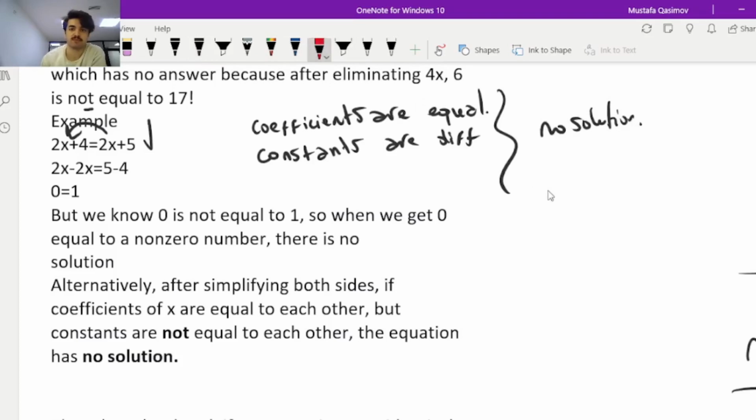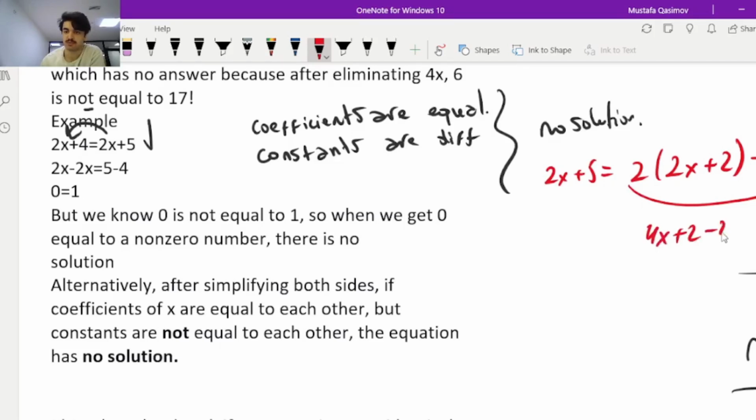Let's take another example. 2x plus 5 is equal to 2 multiplied by 2x plus 2 minus 2x. We have to simplify this side first. We have to make it simpler. 4x plus 2 minus 2x gives 2x plus 2. After that you have to look at the coefficients. Coefficients are equal to each other, but constants differ from each other. That's why there is no solution for this example.